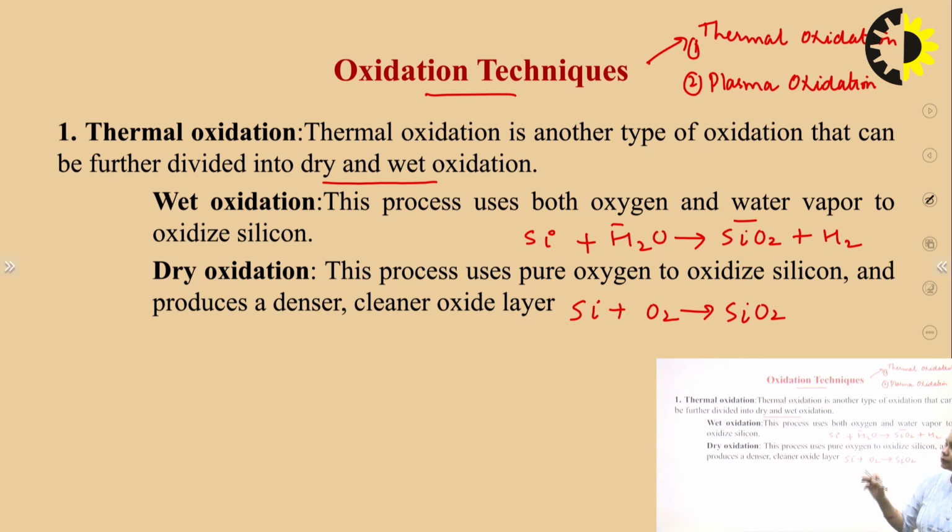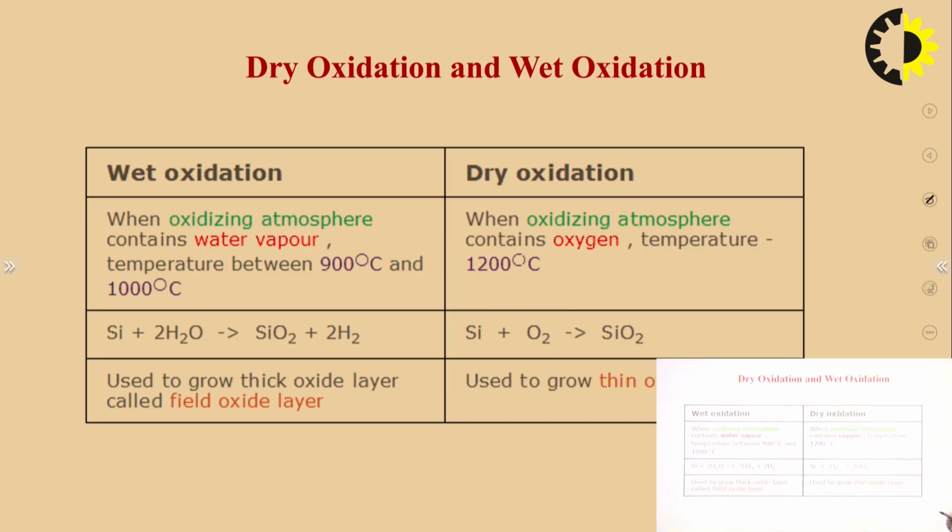So in thermal oxidation, we have wet oxidation and dry oxidation. In the wet oxidation, we are using oxygen and the water vapor. So the equation will be like this: Si plus H2O, it will give SiO2 and then H2. And in the dry oxidation, we are using pure oxygen. Pure form of oxygen is used to oxidize the silicon, right? And that is Si plus O2, it will give SiO2. So here I have shown the difference.